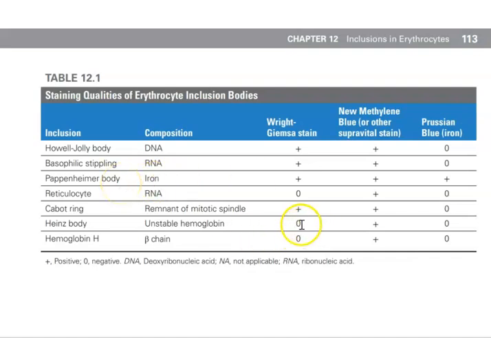It does say here that with the Wright stain you can't see Heinz bodies, but I've seen Wright stains where people have seen Heinz bodies. So that's the only thing I kind of disagree with on this. If you see a 0, it's saying that you won't be able to see it. If you see a plus sign, you should be able to see that inclusion with that particular stain. So this is a handy little chart.